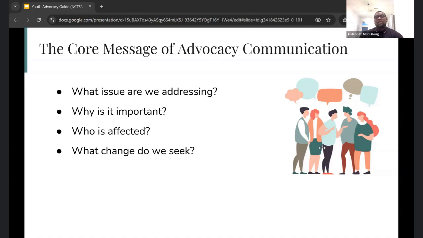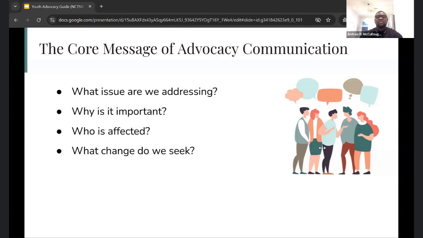Effective advocacy begins with clear, compelling communication. Whether advocating for policy change, social justice, or community improvement, articulating the need for our cause is crucial. In the next few slides, we will do an activity and work together to outline some key steps and sketch out a strong communication strategy that resonates with our audience and inspires action.